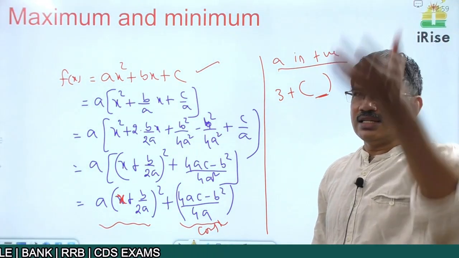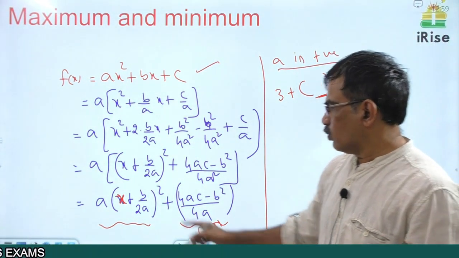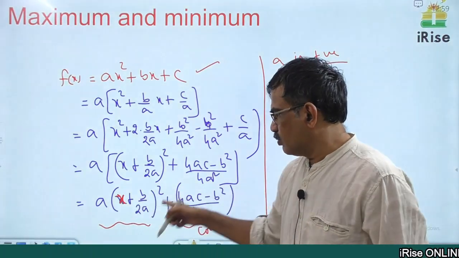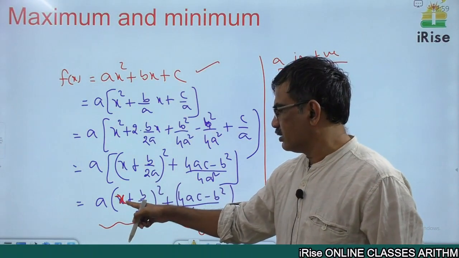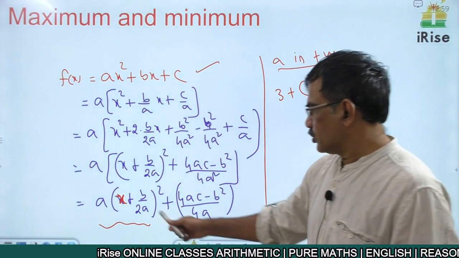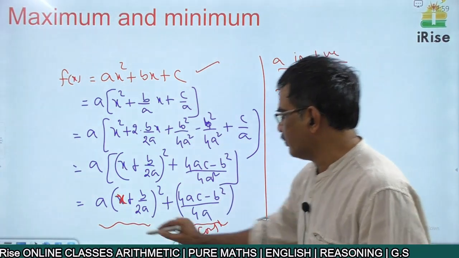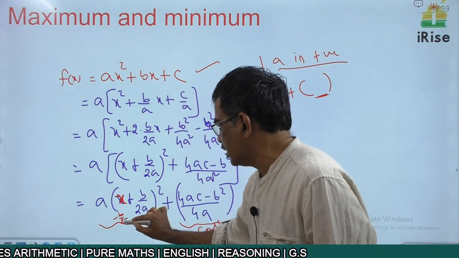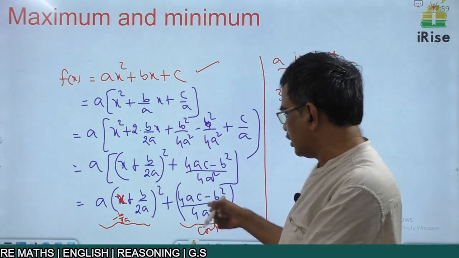The value is increasing. And what is the minimum value of this? The minimum of this one occurs when x is minus b by 2a. So if x is minus b by 2a, if you put minus b by 2a here, this value becomes 0 and this becomes the minimum.